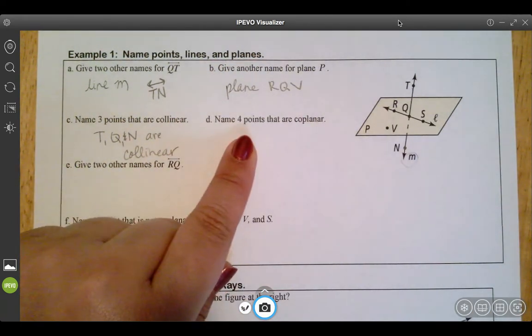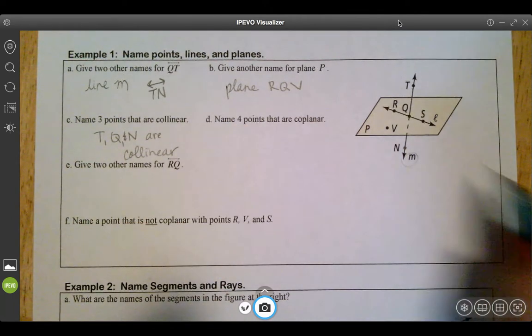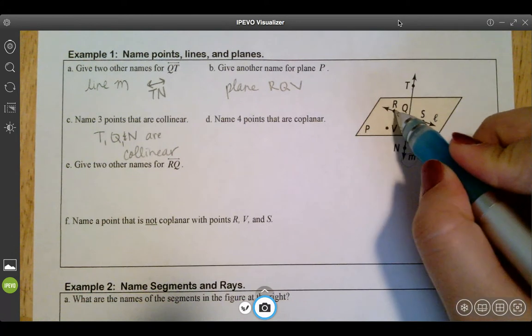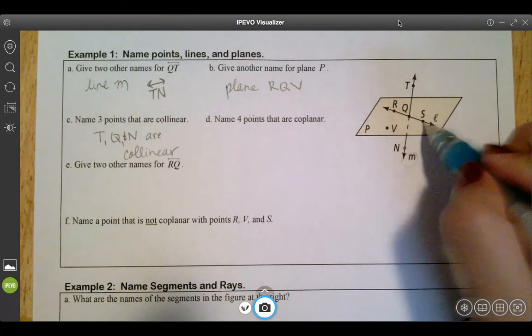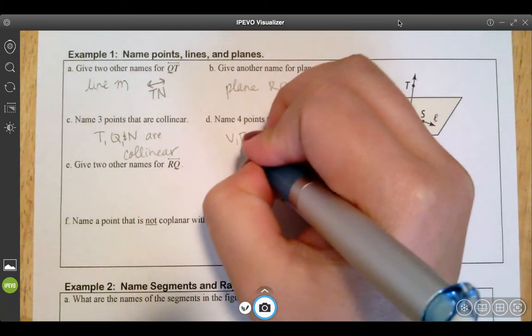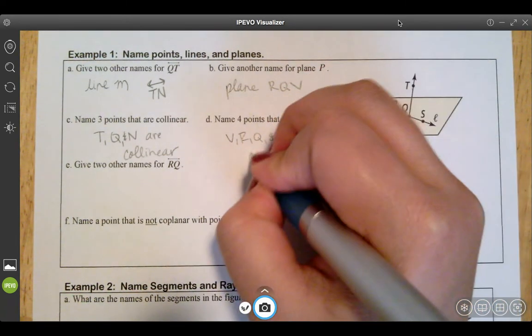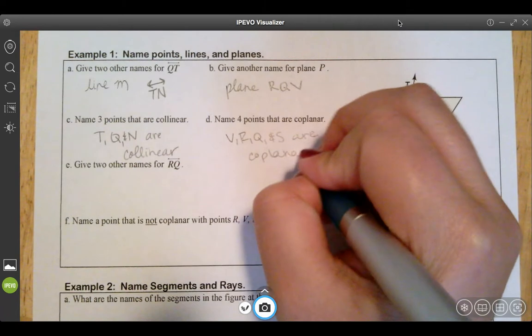Name 4 points that are coplanar. 4 points that are on the same plane. So we have our plane here. It has 4 points, V, R, Q, and S. So V, R, Q, and S are coplanar.